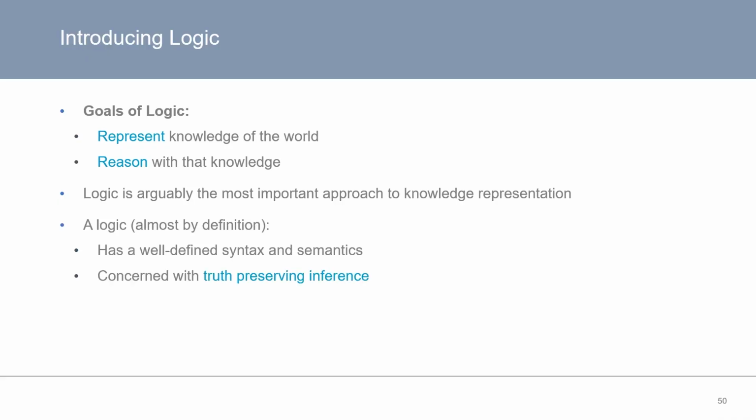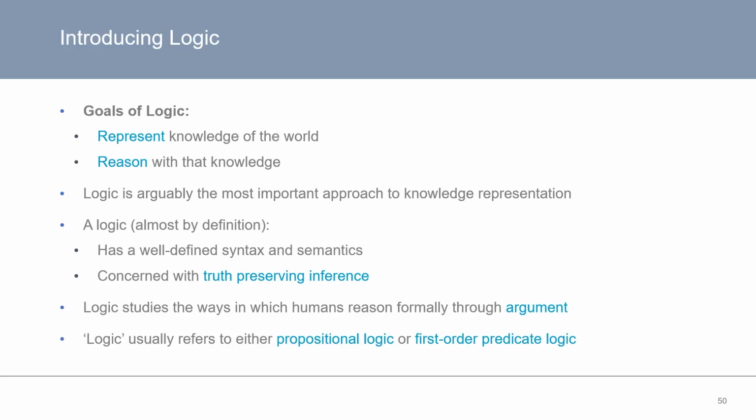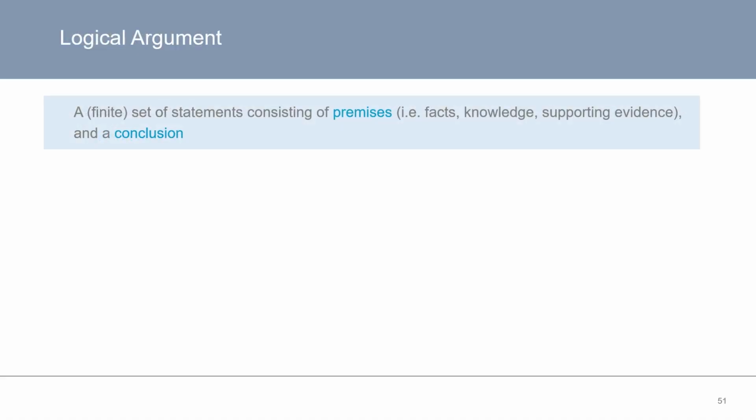A logic, almost by definition, has a well-defined syntax and semantics, and is concerned with truth-preserving inference. Logic studies the ways in which humans reason formally through argument. And the term logic usually refers to either propositional logic or first-order predicate logic, both of which we'll cover in other lectures. Let's start by defining a logical argument.